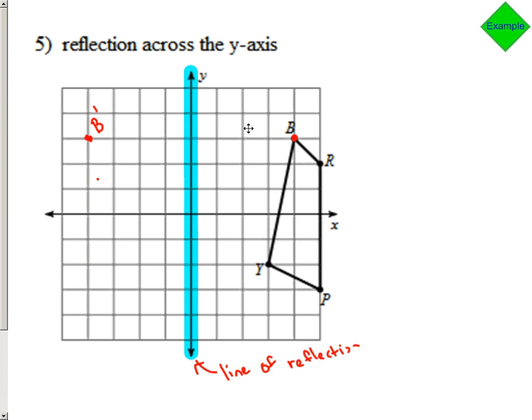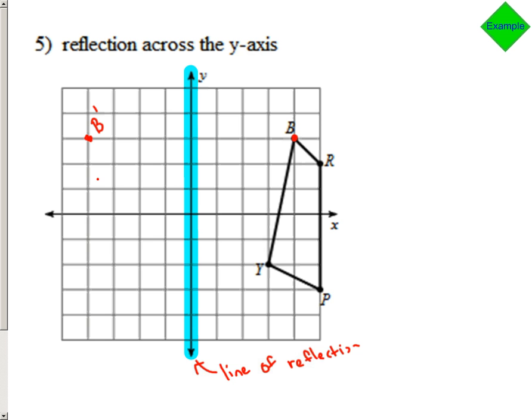So since B is 4 units away from the line of reflection, this has to be 4 units away from it. And it's got to be perfectly horizontal. Pretend like this was a piece of paper, and if we folded right where this line of reflection is, this B would be folded over and it would lay right on top of B prime. So that's the idea of a reflection.